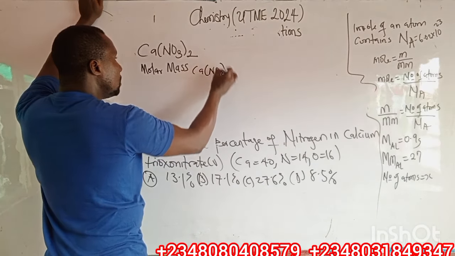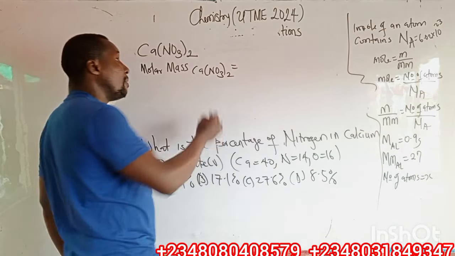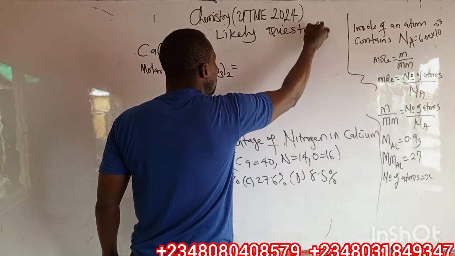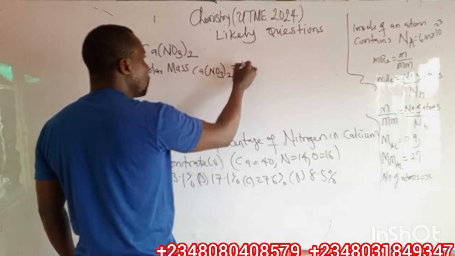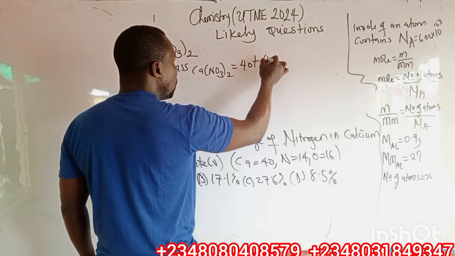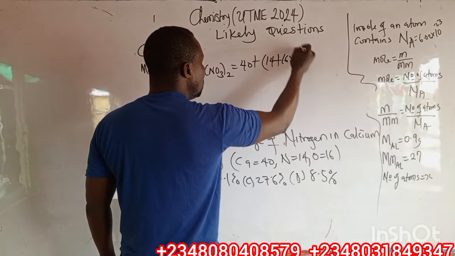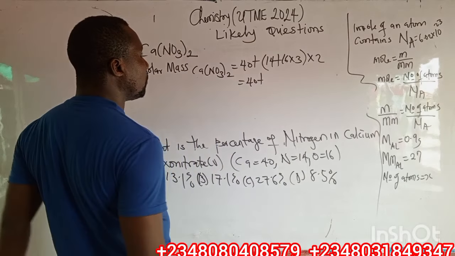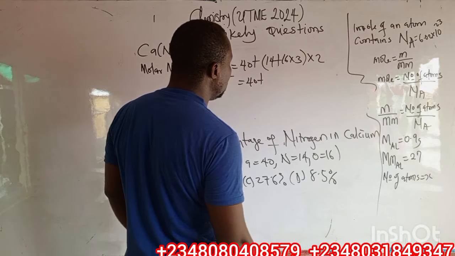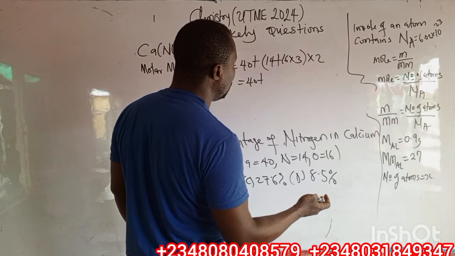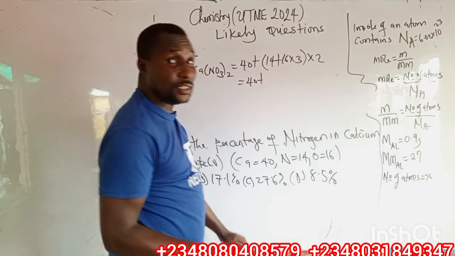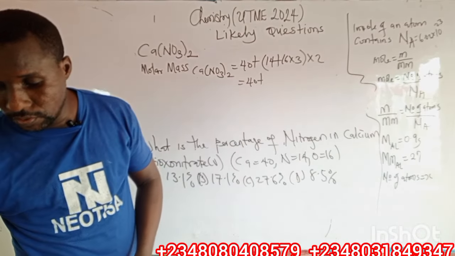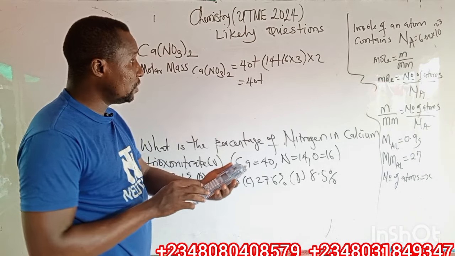Calculate the molar mass of that compound. Calcium is 40, plus nitrogen is 14, plus oxygen, 16 times 3, everything times 2. From here, you have 48 plus 14, which is 62. Then times 2, we have 124. 124 plus 40.